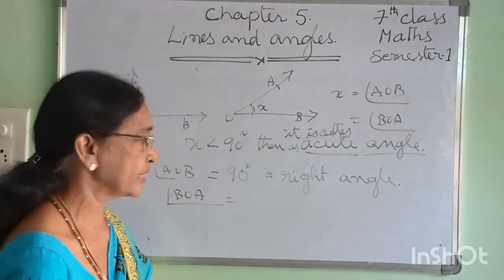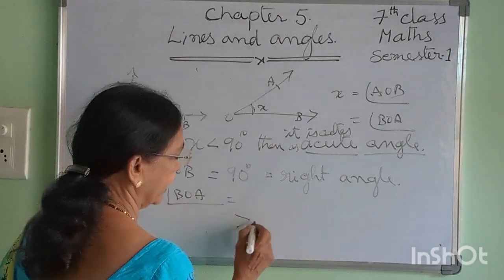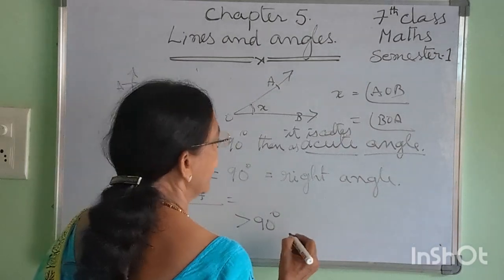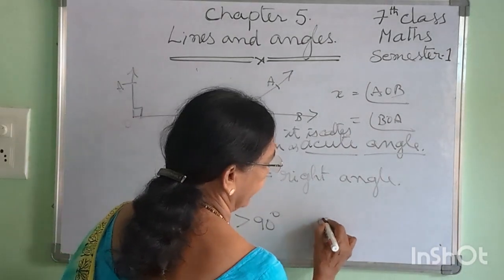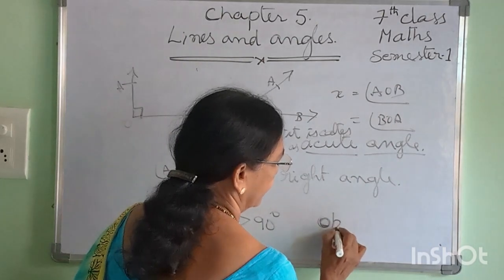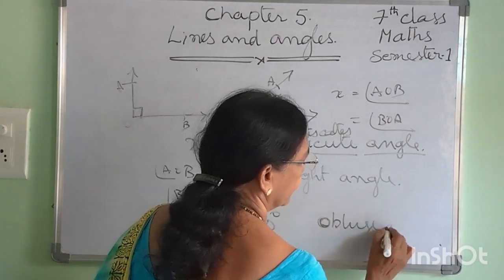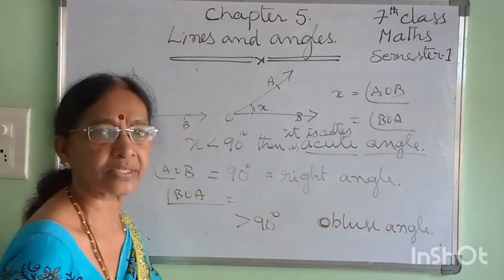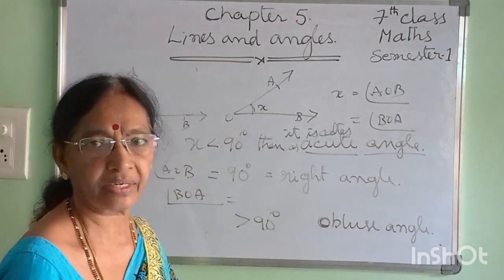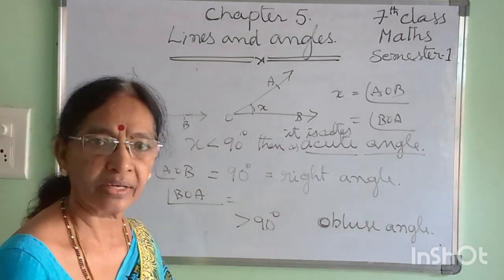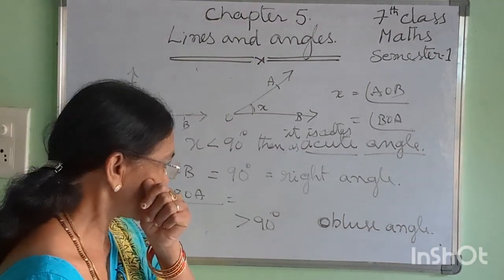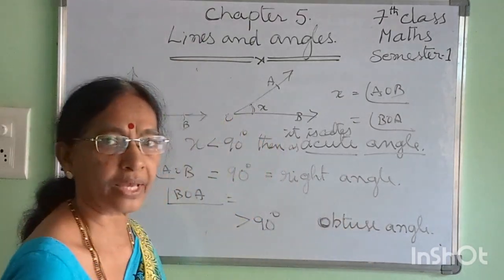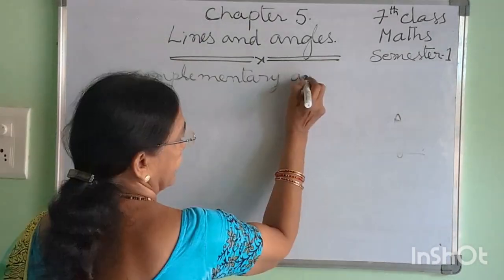If an angle is greater than 90 degrees, such as 95, 100, 105, 110 or 135, it is called an obtuse angle. Obtuse angle.